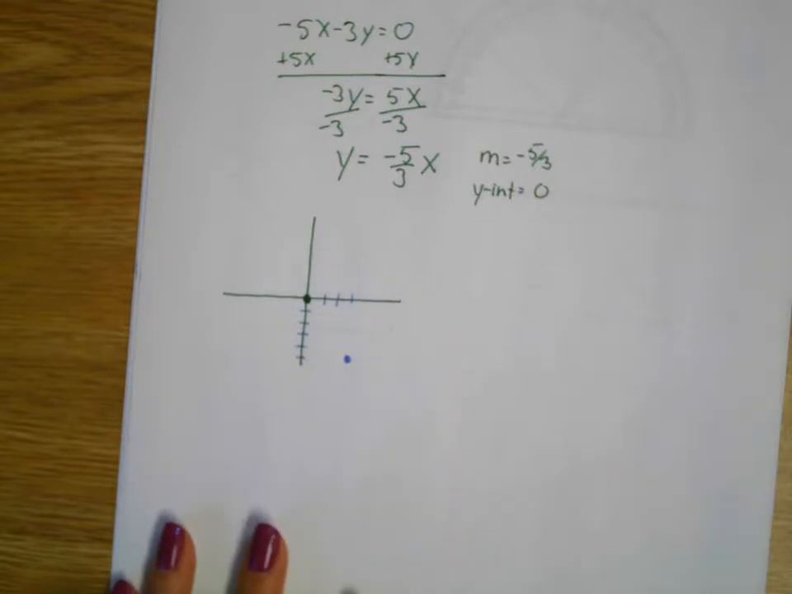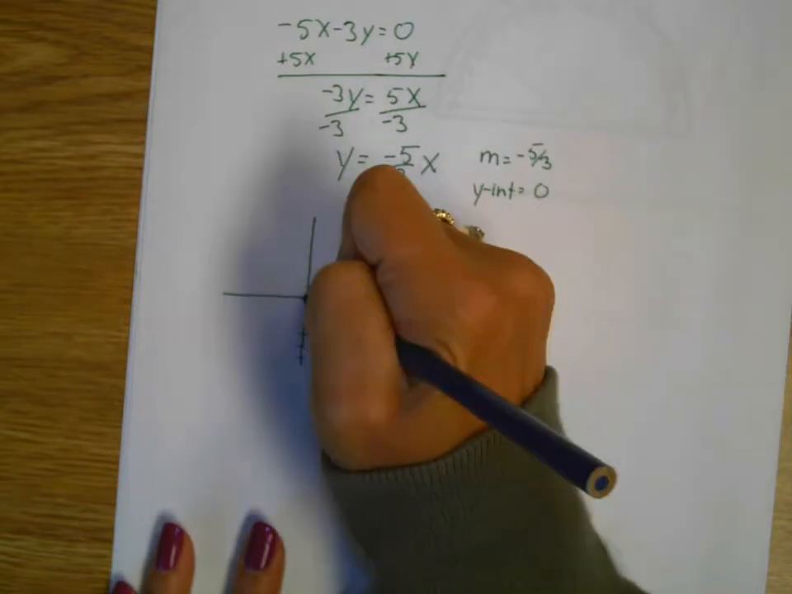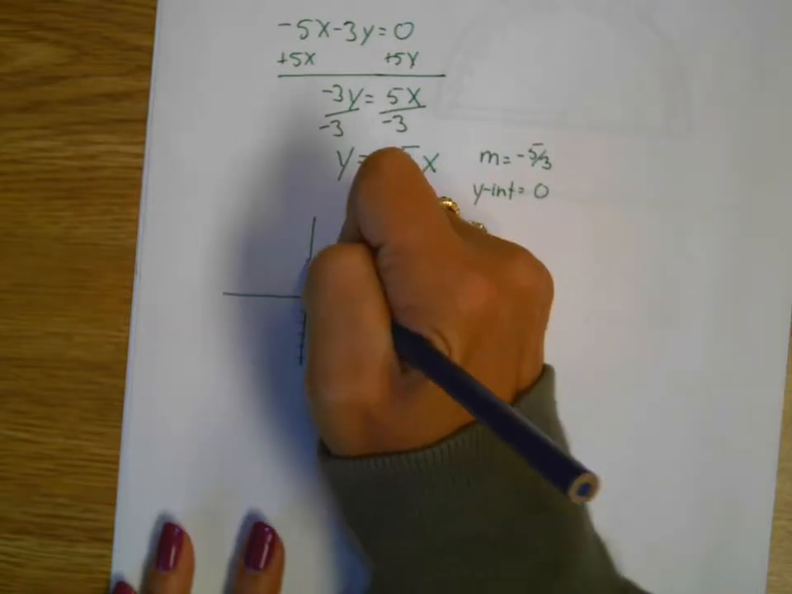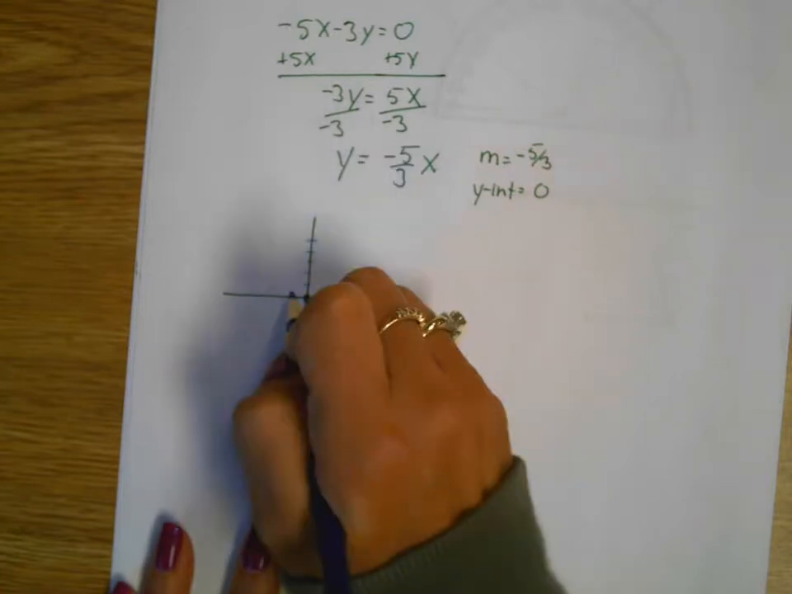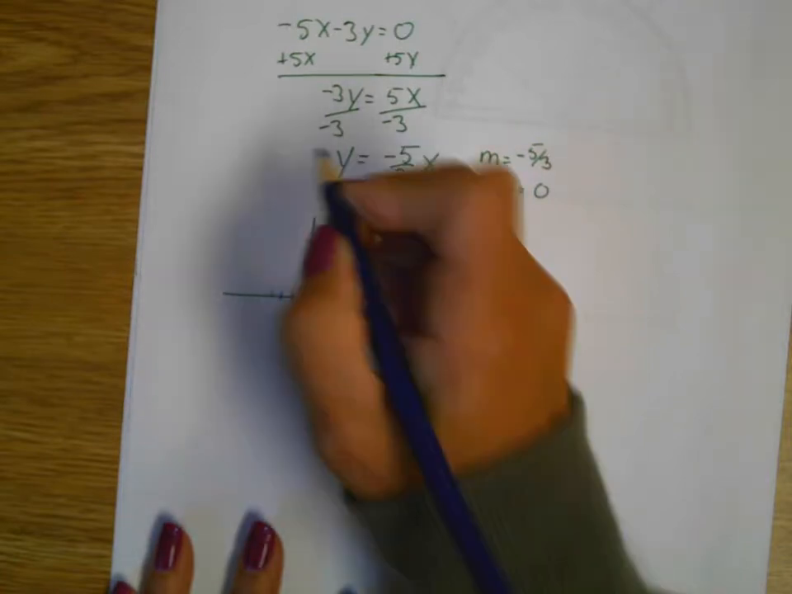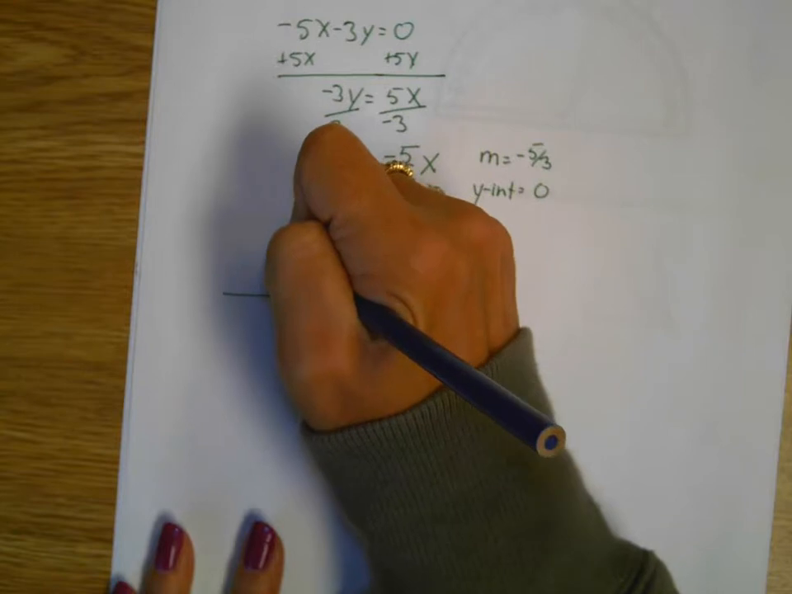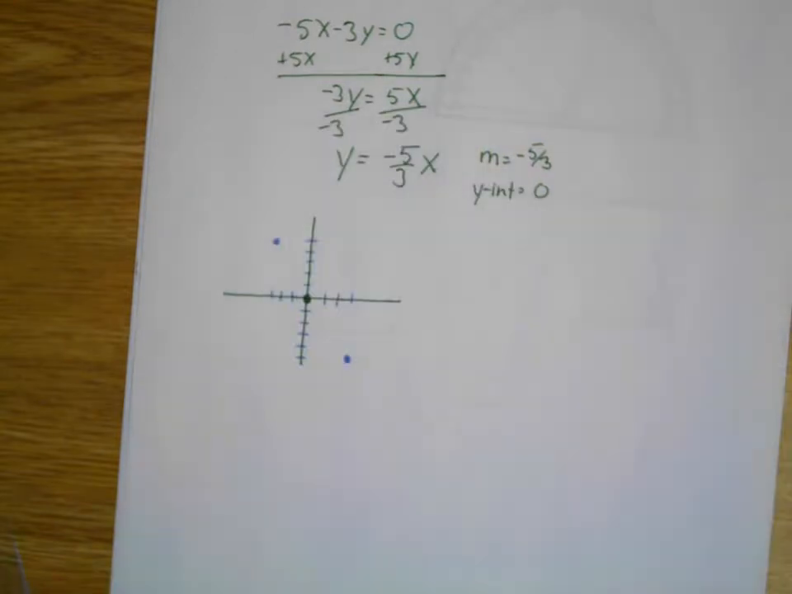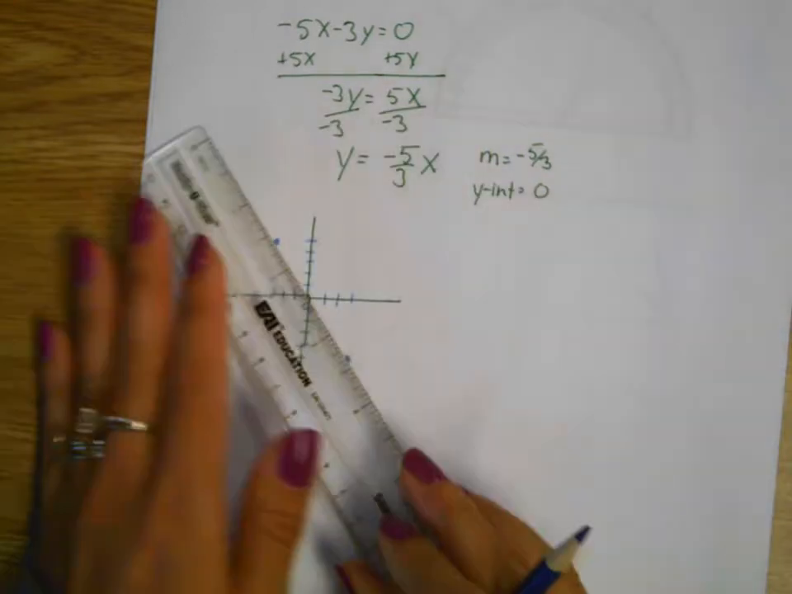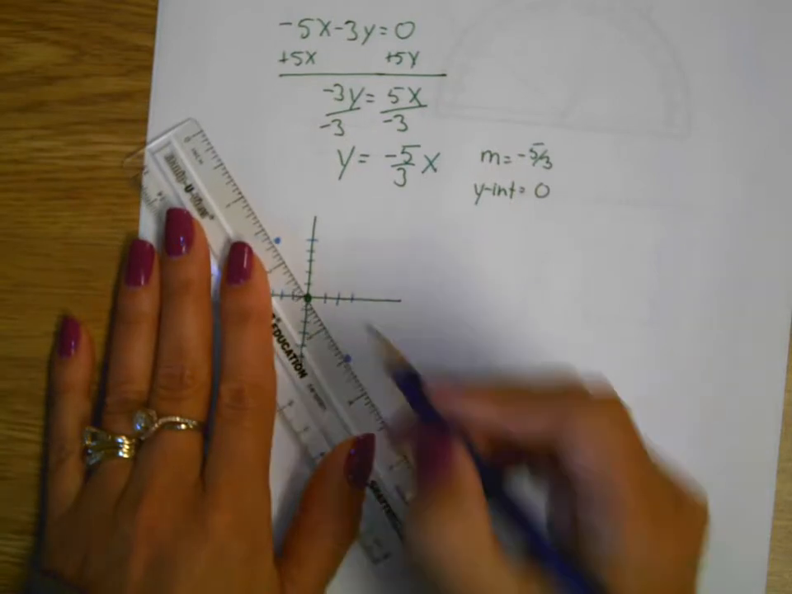What else could I have done besides down 5 and right 3? Caden? Up 5, right 3. Up 5, and you're going to want to do both. Up 5, left 3. So we've got 2 points. Well, actually 3 points. Got the origin and then the other 2 points.